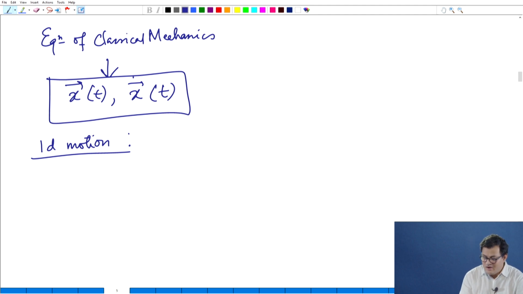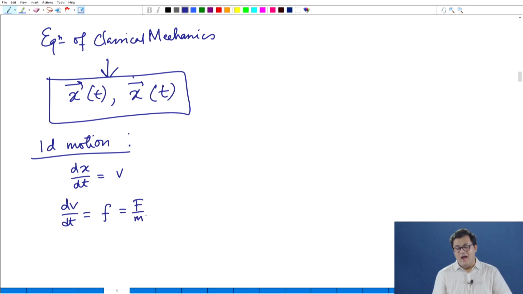So, the 1D motion I can simply write: what is the dynamical equation? dx dt is equal to v, since I just have 1D, and then dv dt is equal to f, which you can also write as f by m, whatever you want. I am not giving the vector signs because this is only 1D.